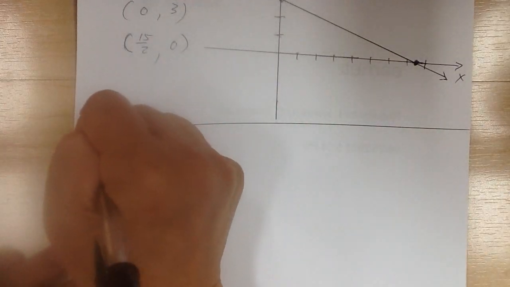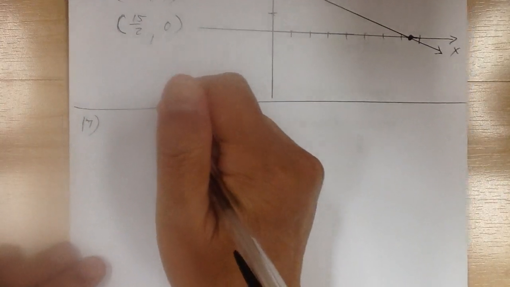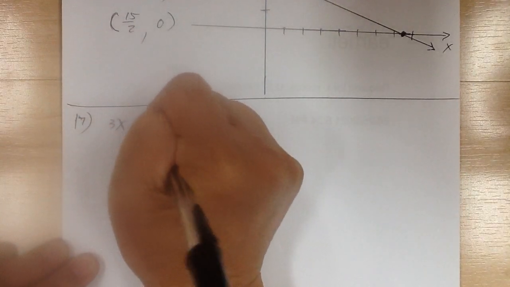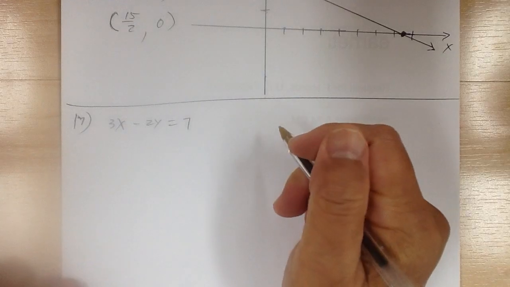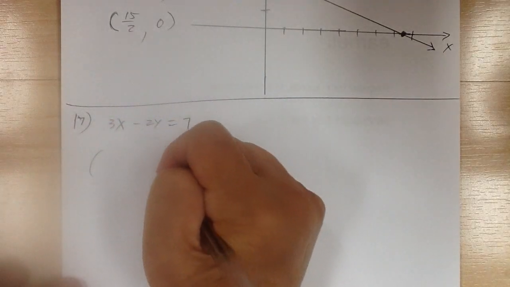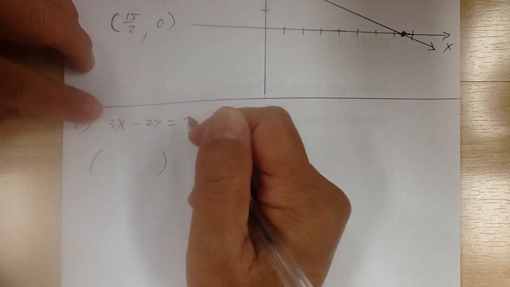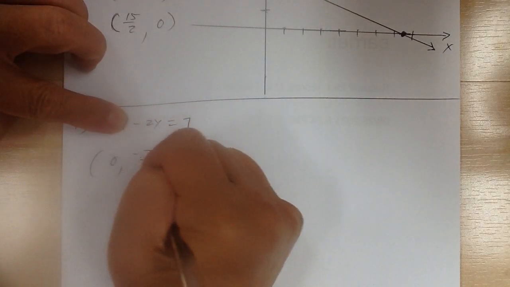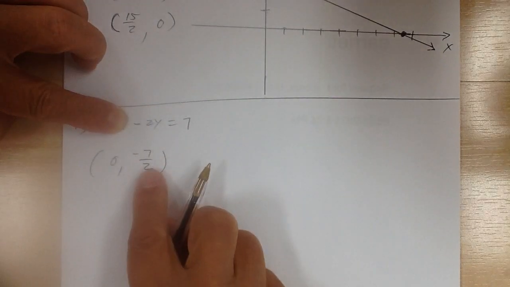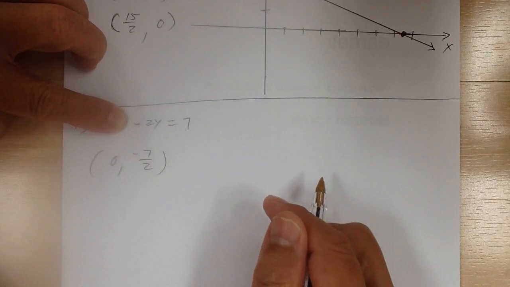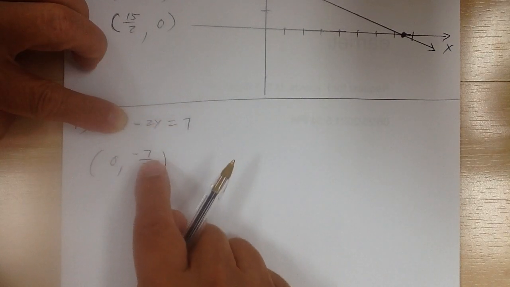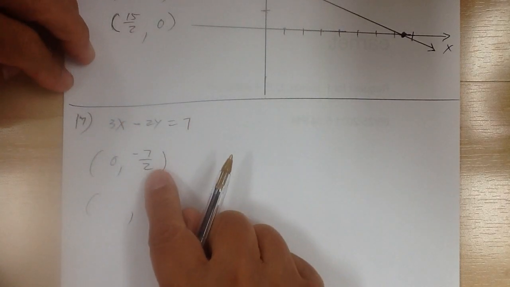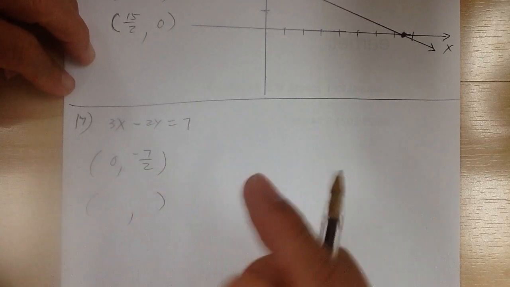Okay, 17. You've got 3x minus 2y equals 7. This one's kind of a bit messy, so you just have to bear with it. When x equals 0, then y equals negative 7 over 2. Again, you can check: negative 2 times negative 7 over 2 gives you positive 7. Don't freak out when you have a fraction. It's no big deal. Just work it through.